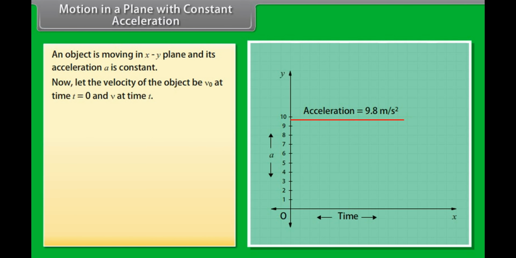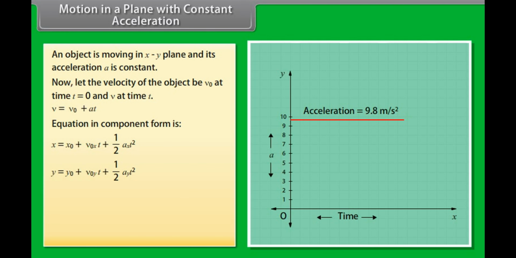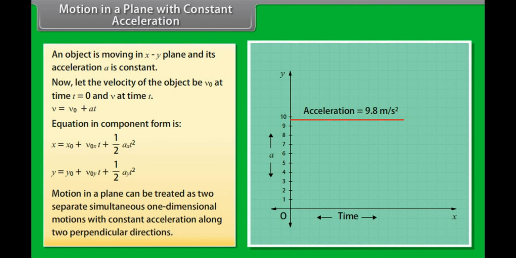Now, let the velocity of the object be v0 at time t equal to 0 and v at time t. v is equal to v0 plus at. This is the equation in component form. We conclude that motion in a plane can be treated as 2 separate simultaneous one-dimensional motions with constant acceleration along 2 perpendicular directions. These results are also valid for 3-dimensional motion.